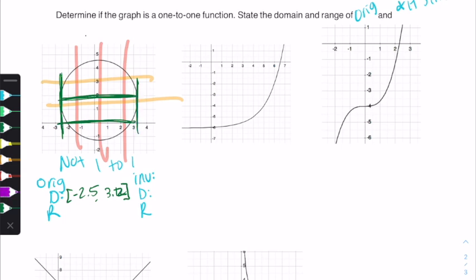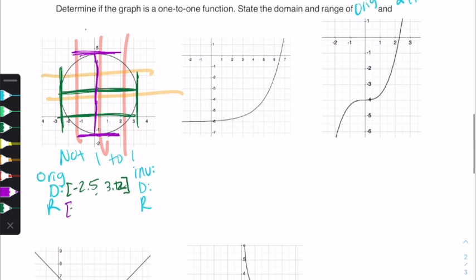Well, if we look at our y values, they span from here and go all the way up to here. So I'm going to call that, I don't know, -1.4. Estimating is fine in this situation. And then 4.5. And again, I have brackets because it's touching at this y value and at this y value.